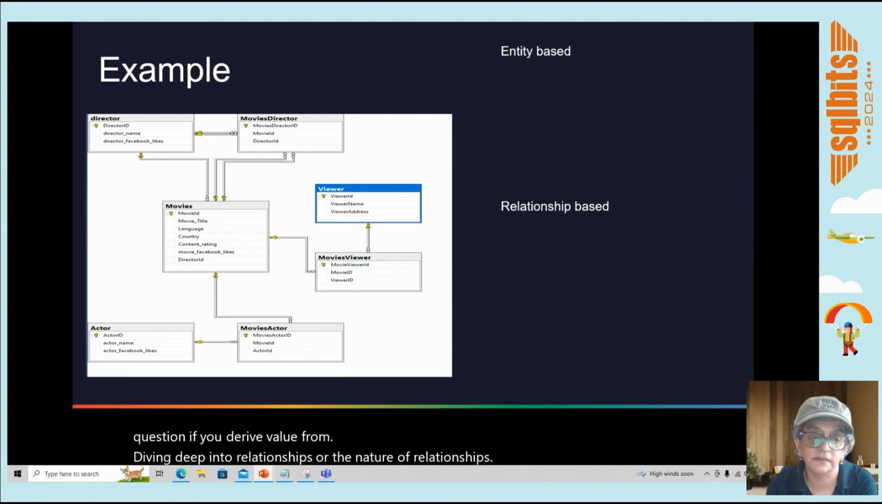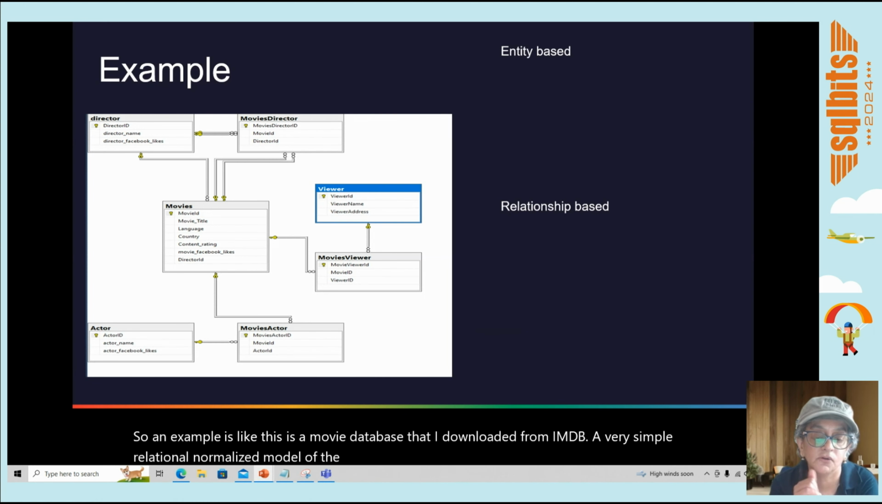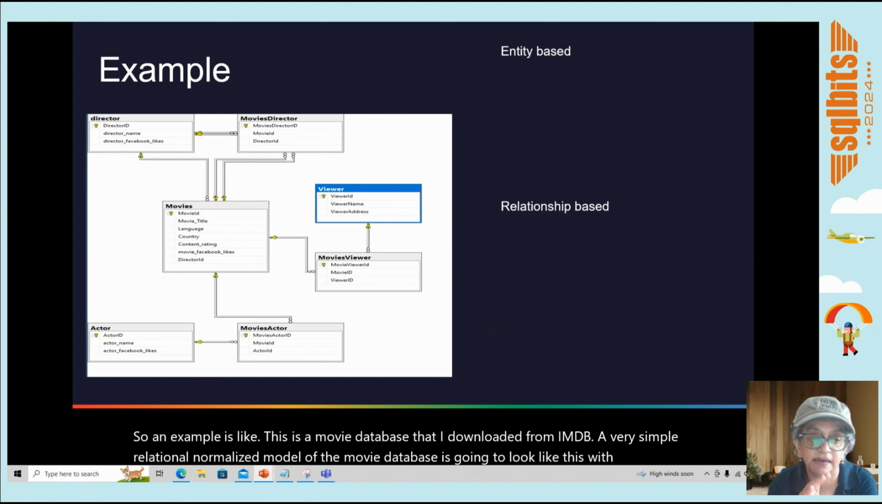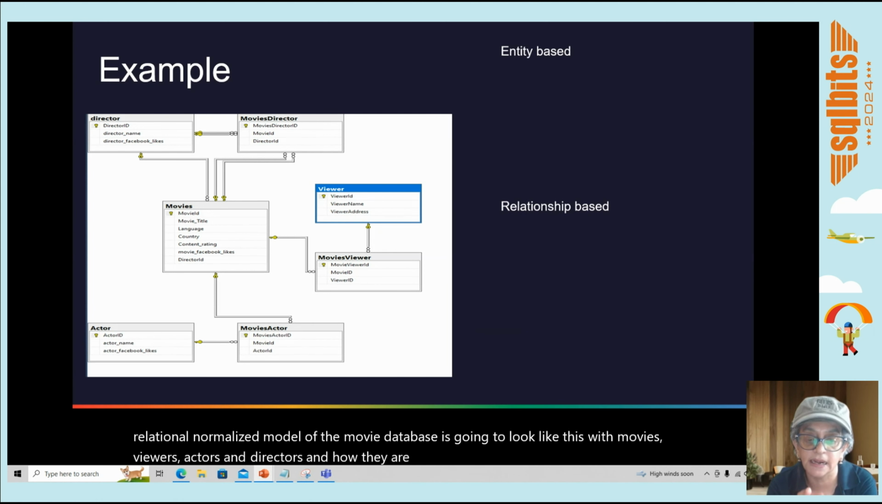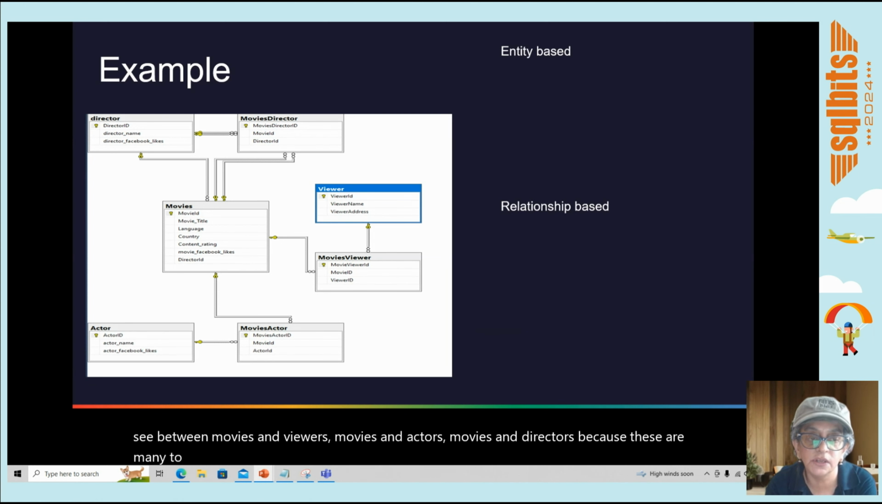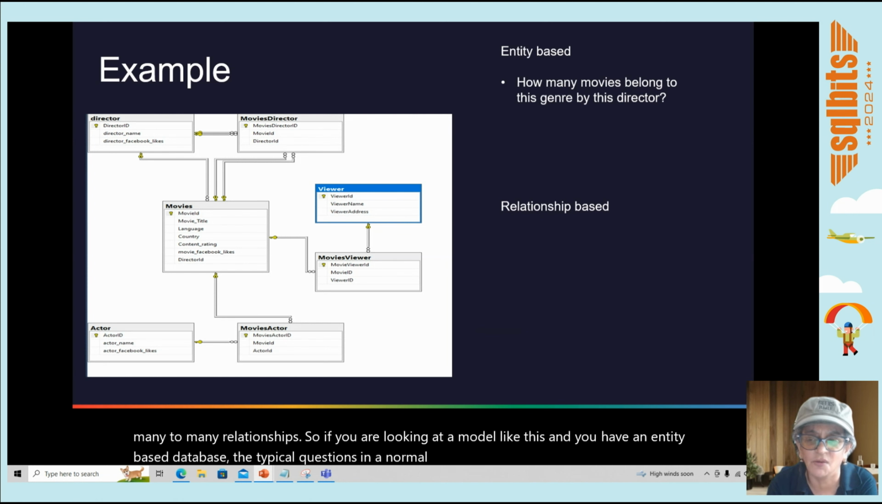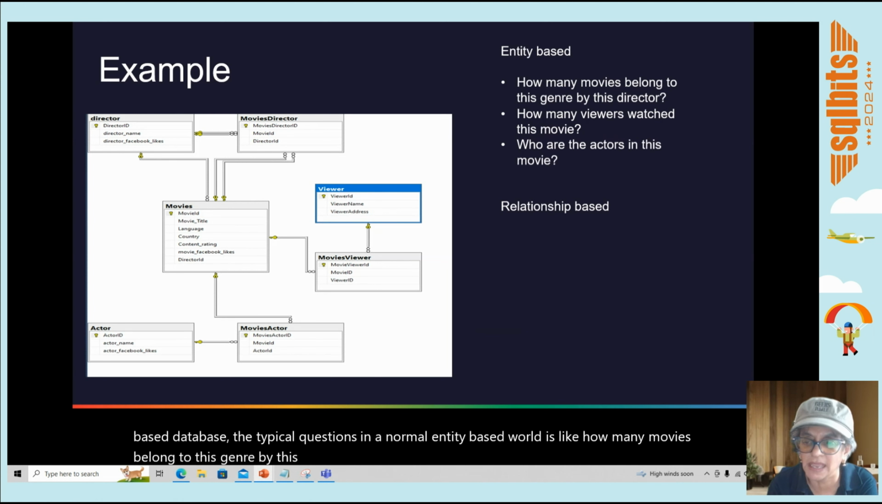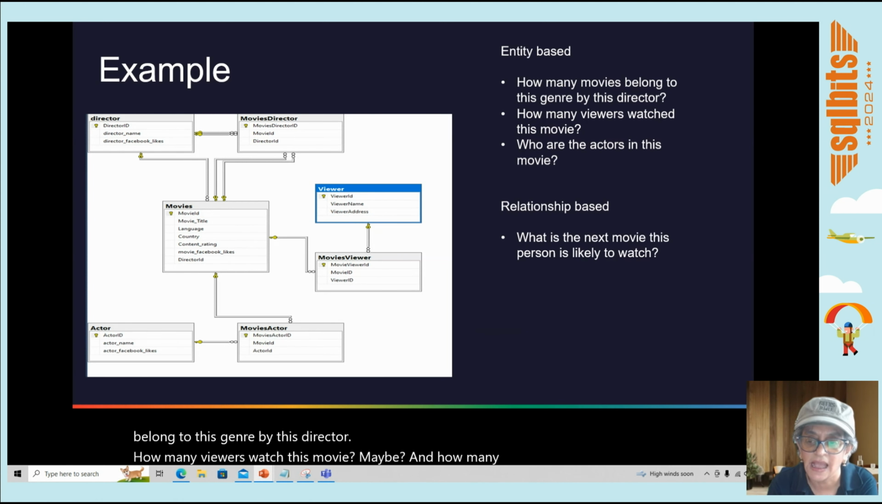So an example is like this. This is a movie database that I downloaded from IMDb. A very simple relational normalized model of the movie database is going to look like this, with movies, viewers, actors, and directors, and how they are connected. There are bridge tables, as you can see, between movies and viewers, movies and actors, movies and directors, because these are many to many relationships. So if you are looking at a model like this and you have an entity-based database, the typical questions in a normal entity based world are like, how many movies belong to this genre by this director, how many viewers watch this movie maybe, and how many actors are in this movie, and that sort of a thing.